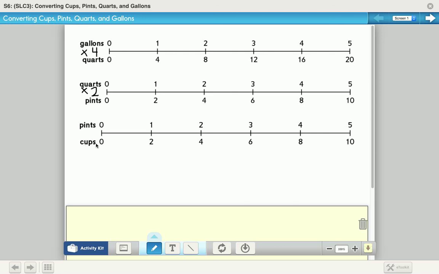So to change pints into cups, 1 pint is equal to 2 cups, 2 pints is equal to 4 cups, 3 pints is equal to 6 cups, 4 pints is equal to 8 cups, and 5 pints is equal to 10 cups. So to change pints into cups, you would multiply times 2 again, because there's 2 cups in every pint. 1 times 2 is 2, 2 times 2 is 4, 3 times 2 is 6, 4 times 2 is 8, and 5 times 2 is 10.